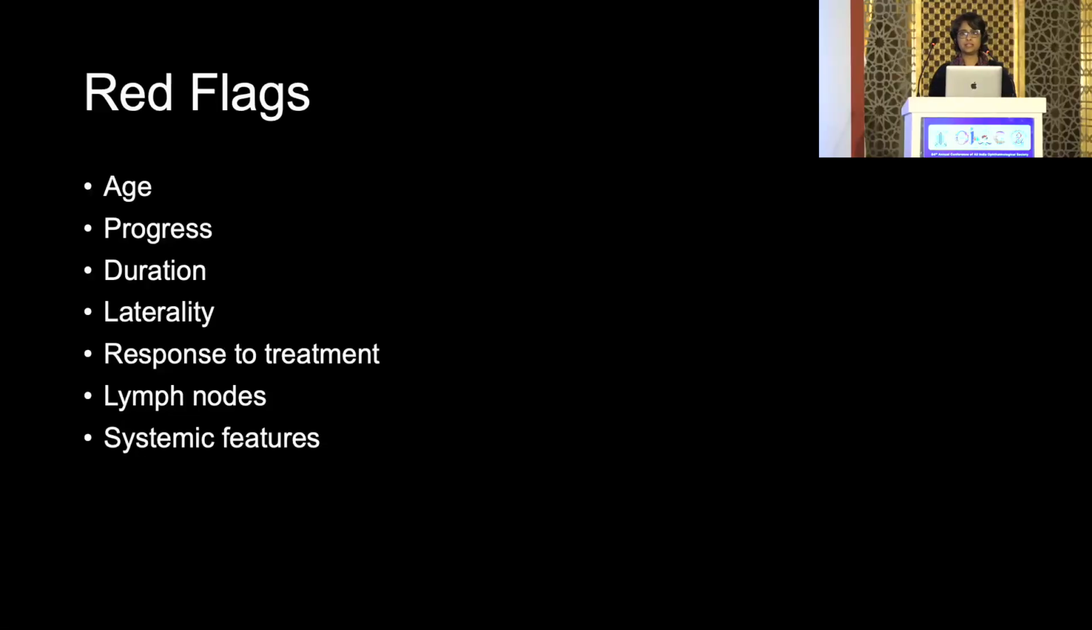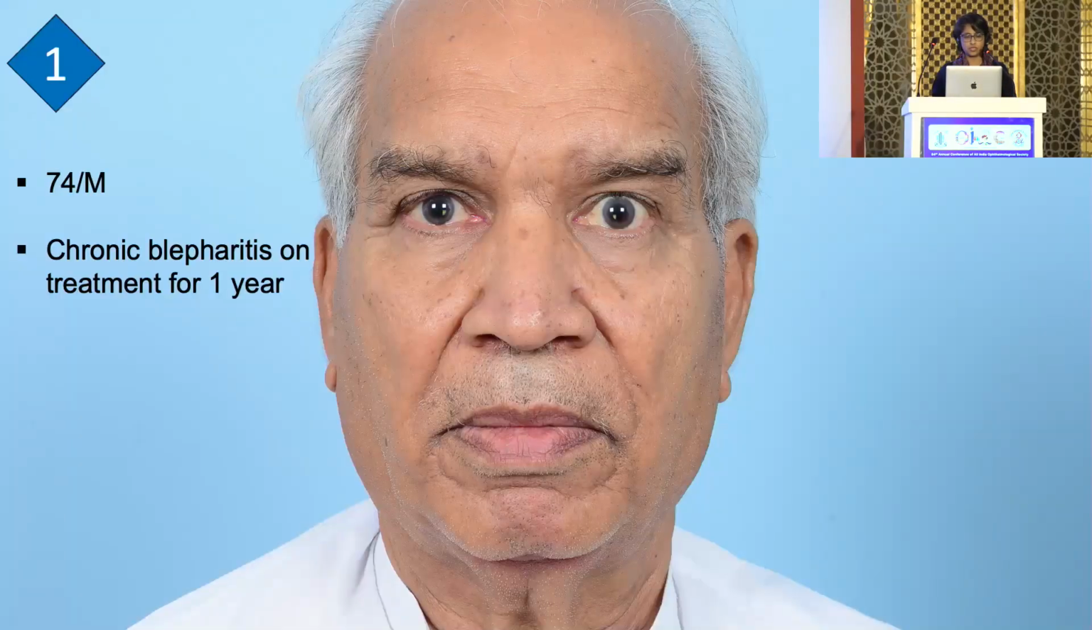Some of the red flags in every case that we need to look at: the extremes of age group, growth or progression of a condition, duration, as ma'am has already covered, that usually neoplastic lesions progress over a period of weeks or months, laterality and the response to treatment, and check for systemic features as well as palpate the lymph nodes. So coming to the first case, this is a 74-year-old gentleman who was being treated for chronic blepharitis in his right eye for over a year.